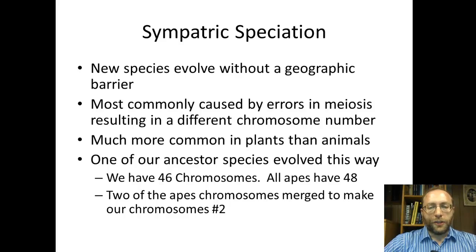One of our ancestor species most likely evolved this way because we have 46 chromosomes, and all the great apes have 48 chromosomes. We found that 2 of the ape chromosomes merged to make chromosome 2, and in our chromosome 2 we found sort of a remnant of the ends and middle of the actual chromosomes when they were separated in our ancestors.